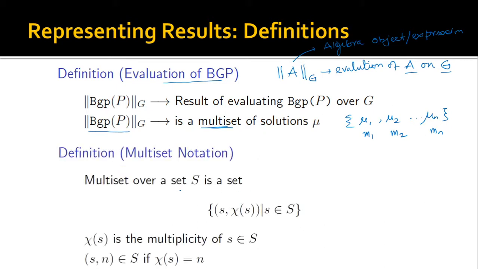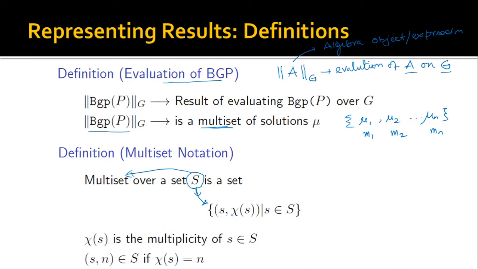Now, this is how we will be representing a multiset. We will be representing a multiset as a set. We are defining a multiset over a set. So this is the original set, and we are converting this to a multiset, and we are representing this with this kind of set theoretic notation.